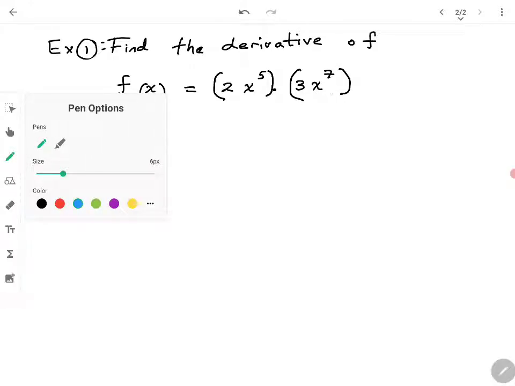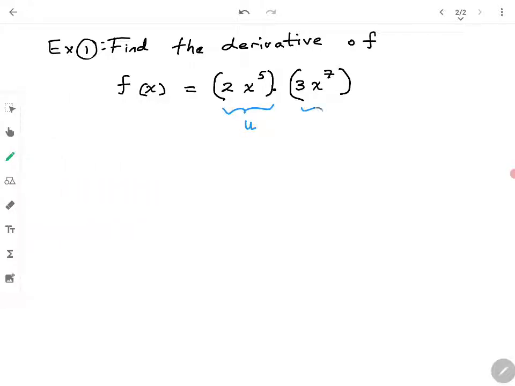When we have a product, the first thing you need to do is identify the two terms of that product. Here the product is made up of 2 times x to the fifth and 3 times x to the 7th. So I think of 2 times x to the fifth as my u and 3 times x to the 7th as my v term. So my product is made up of these two terms: u, which is the first part of the product, and v, the second part of that product.